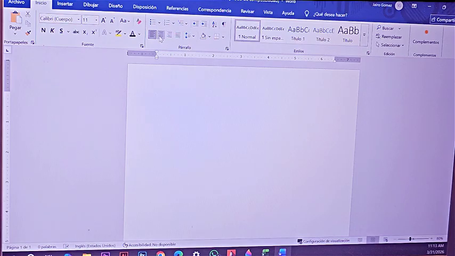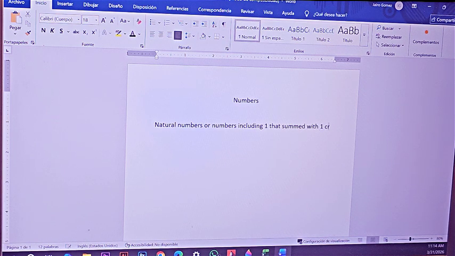So today we're going to be talking about numbers. And you might be asking yourself, well, what sort of numbers? So, natural numbers. Or numbers, including 1, that summed with 1 create the next natural number. So these would be 1, 2, 3, 4, up to infinity.